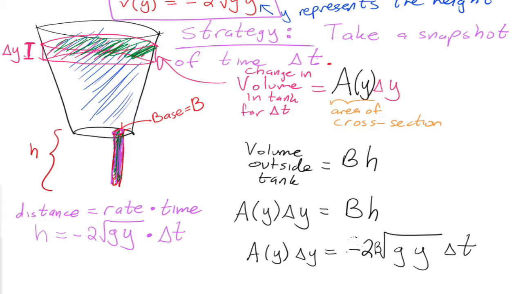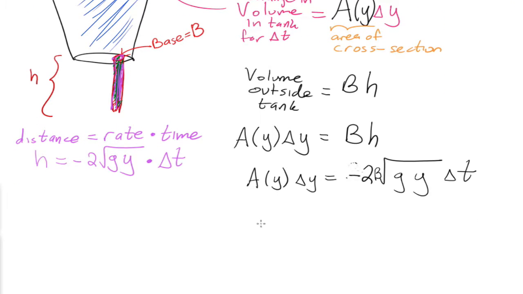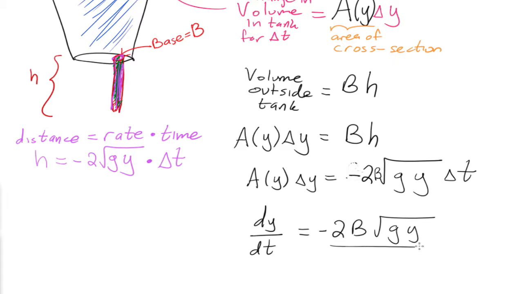So if I'm going to write this as a differential equation, then what would it look like? dy over dt is all that stuff, right? Negative 2b square root of gy all over A of y. That's it.